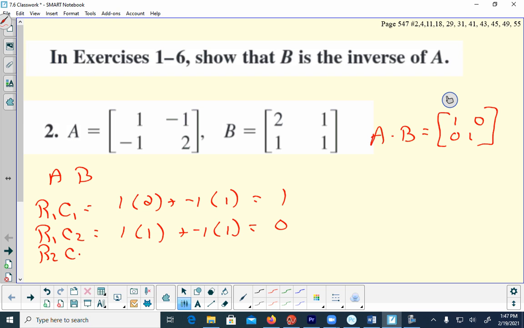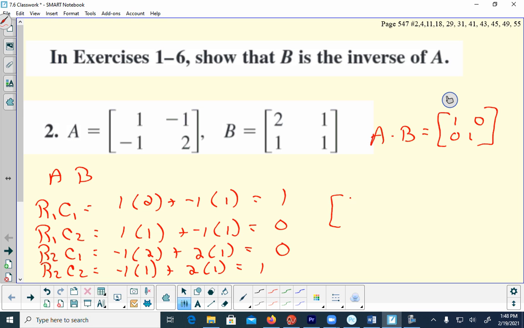Row 2, column 1 will be negative 1 times 2 plus 2 times 1, which will be 0. And finally, row 2, column 2 will be negative 1 times 1 plus 2 times 1. And when I do that, I get 1. So I do, in fact, get the identity matrix.